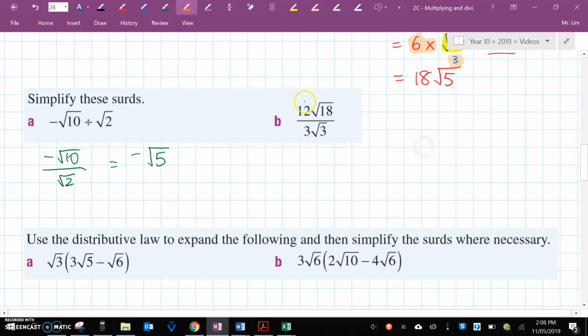Question B. These are both outside the square root sign. So 12 divided by 3 is 4. The 4 goes at the top because 12 is bigger than 3. And here we have 18 and 3. They are both under the square root sign. 18 divided by 3 is 6. So we're going to write square root of 6 at the top. That leaves us with a denominator of 1, which we can just write as 4 root 6. We don't need to write that denominator of 1.